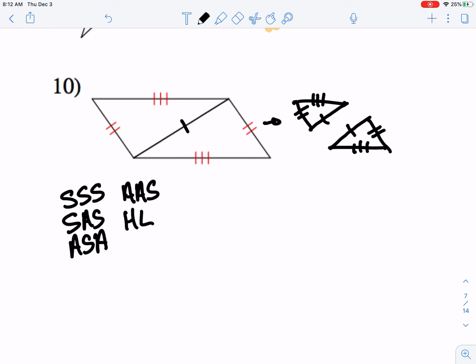So I don't know anything about the angles. I don't see any right triangle marks. So it has to be side, side, side. If they're congruent, then I have 2 marks, 2 marks, 1 mark, 1 mark, 3 mark, 3 mark. So all of the marks are the same. So these are congruent by side, side, side.